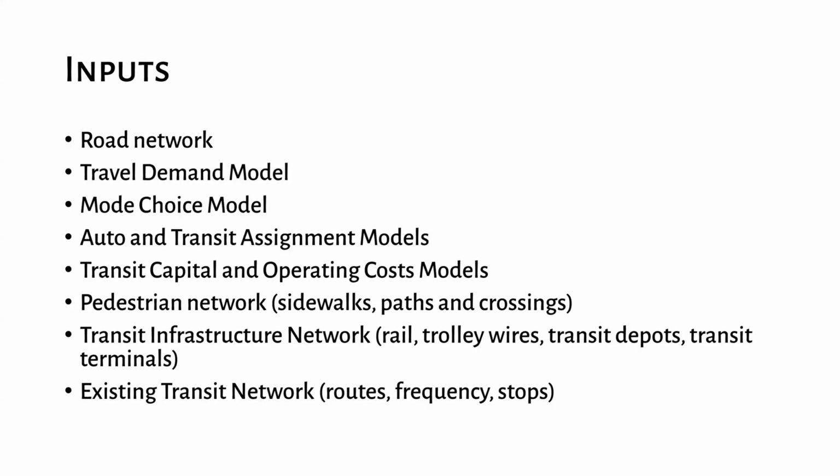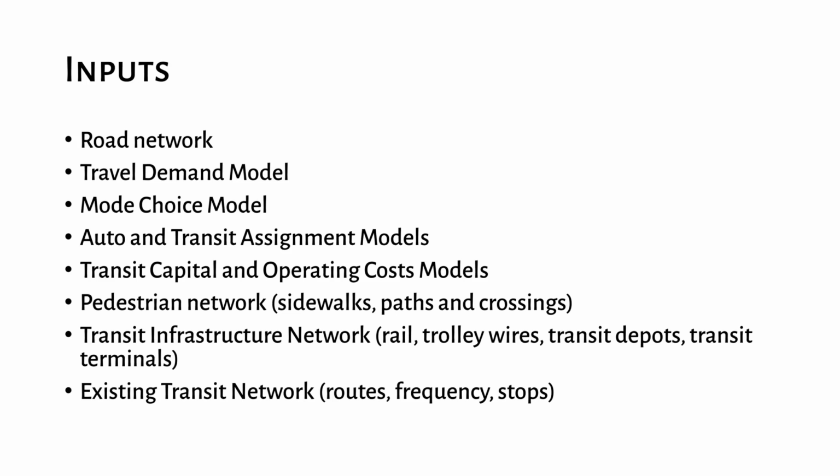Inputs, and that's what I talked about earlier, part of why the computational cost of this problem is so significant. So you need to start with a road network. Ideally, you have a travel demand model, or otherwise you'll be using fixed demand. And a travel demand model comes with a mode choice model, and then also a transit assignment model. And these three, the big four models, tend to take up a lot of computation time if you're running that many iterations.